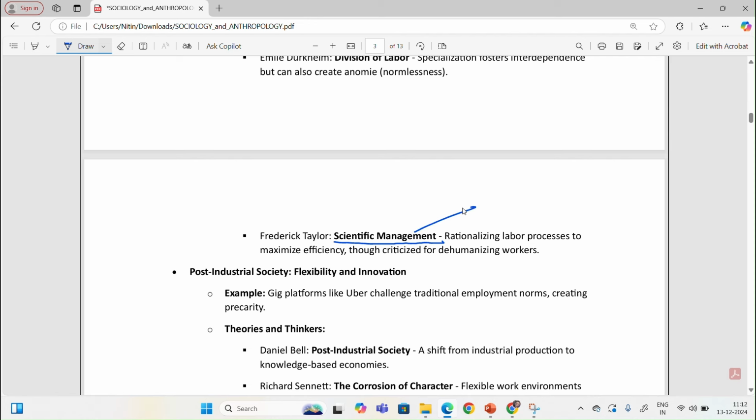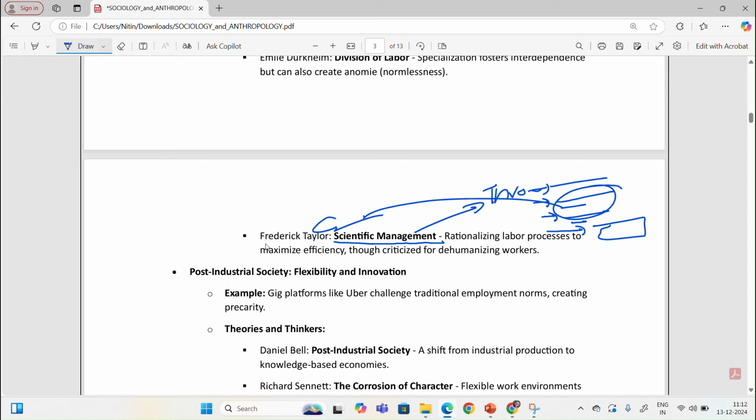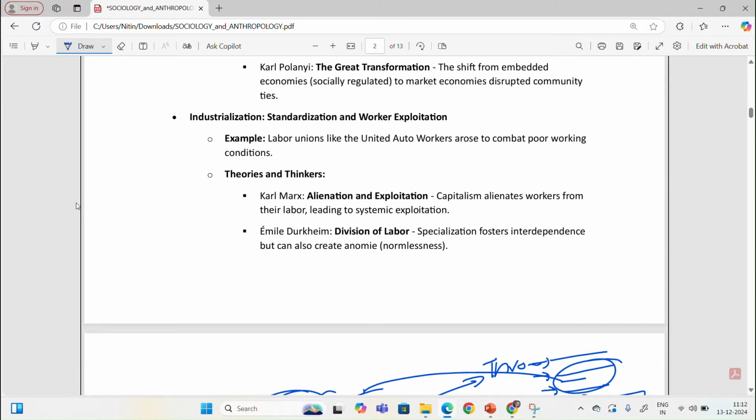Typically, scientific management through things like one best way to do a work, or incentive based payment mechanism, division of labor, better management. The incentive based payment mechanism, for example, was an outcome of Frederick Taylor. So it rationalized labor processes for maximum efficiency, but it also led to dehumanization of workers. He considered workers to be cogs in a wheel, only mechanistic. He did not give much thinking to the sociological or psychological aspects of work. So these are the things that were outcomes of industrial society or industrialization.